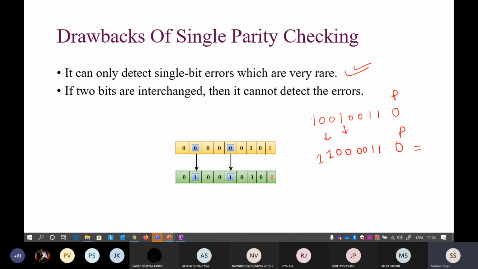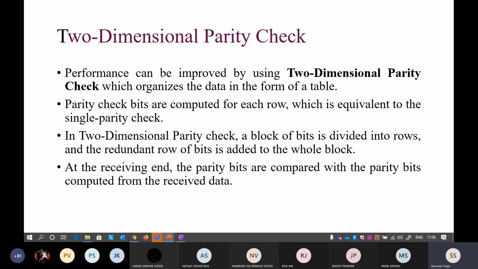To strengthen this method, we have developed the two-dimensional parity check. The performance of the single bit parity check can be increased by including a two-dimensional parity check. What you do is take the parity at the row and the parity at the column. You calculate the parity for the rows as well as for the columns. Whatever you get here will be transmitted. I'll show you the example.